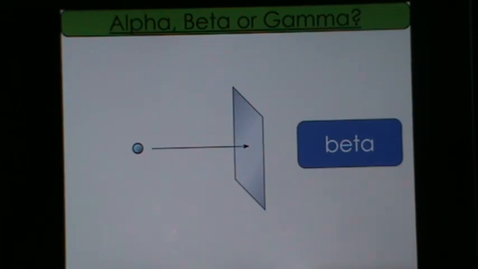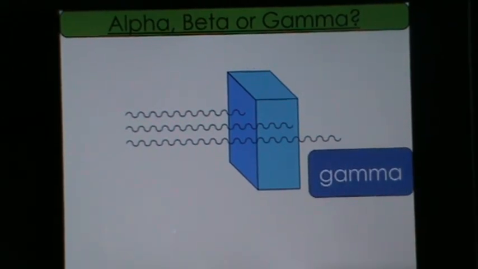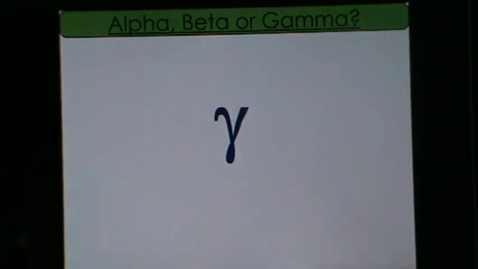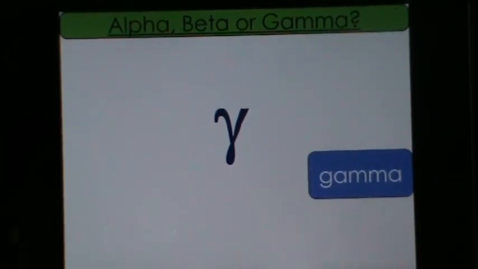It's beta. So you've got a sheet of aluminium and a fast moving electron. Next one. Take a look. Alpha, beta or gamma? 3, 2, 1, 0. The answer is gamma. The clue was in the waves. Remember, gamma is not a particle, it is electromagnetic waves. Next one. Alpha, beta or gamma? 3, 2, 1. This is the symbol for gamma. Well done if you got it right.